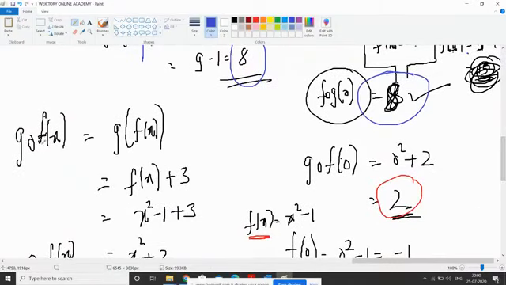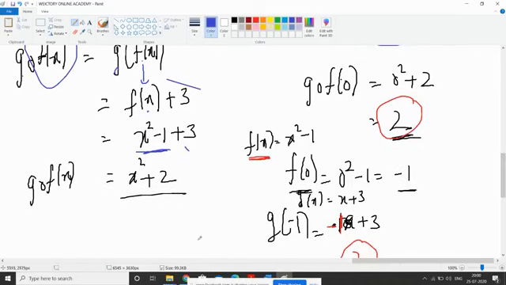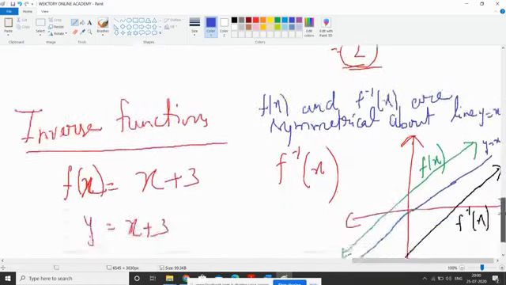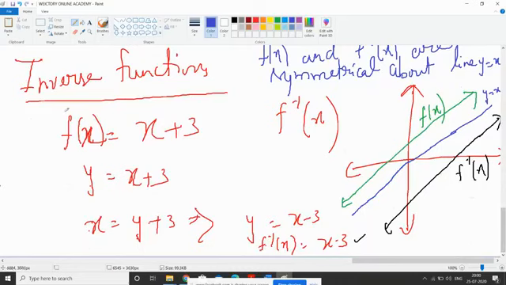g(f(x)) means we are substituting f(x) inside g(x). So g(x) was x plus 3, that's why it becomes f(x) plus 3. And f(x) is x squared minus 1, plus 3. So you will get x squared plus 2. Very simple.